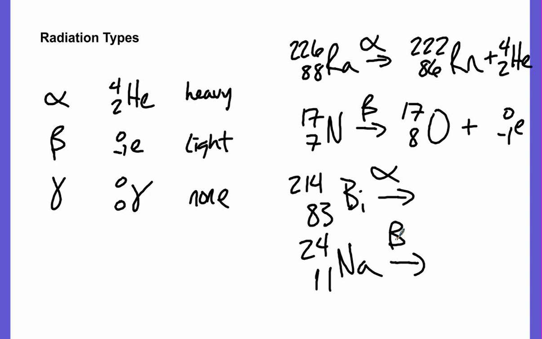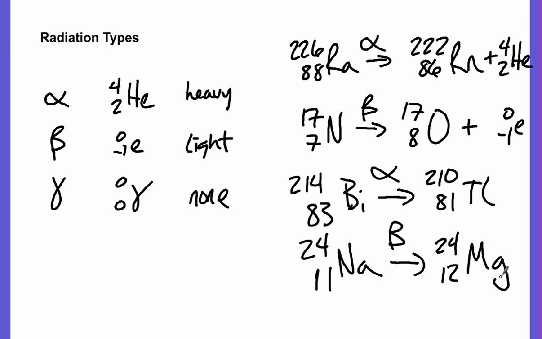If I subtract helium from this bismuth, I'm 210. I'm now an 81. If I subtract that electron particle from that sodium, I end up with still a 24, but now it's a 12. Again, you need to look at a periodic table. Number 81, I have to look across the room here. Turns out to be, I believe, a thallium, Tl. And number 12 is a magnesium. So those are my two daughters.